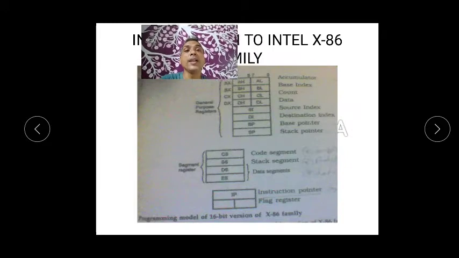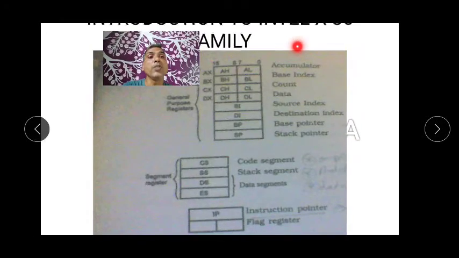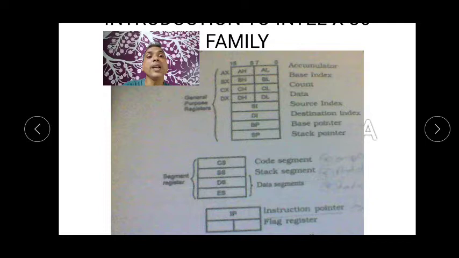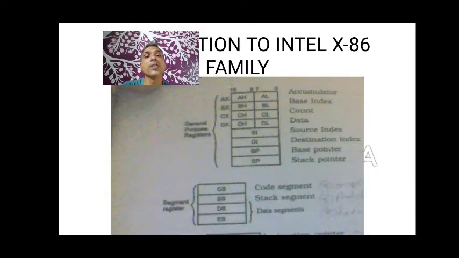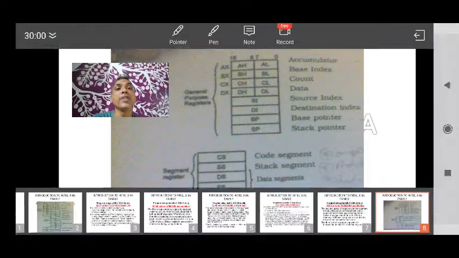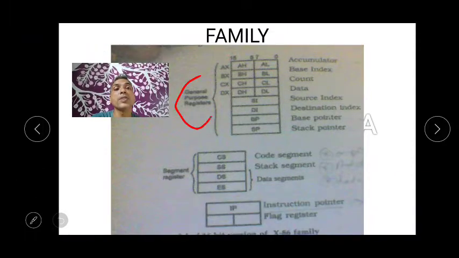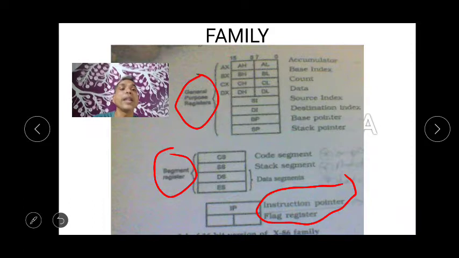So this is a diagram of the 16-bit register. When you look at this diagram, can you see we are having some general purpose registers. Then we are having segment registers, and at the end we are having the instruction pointer and flag registers.